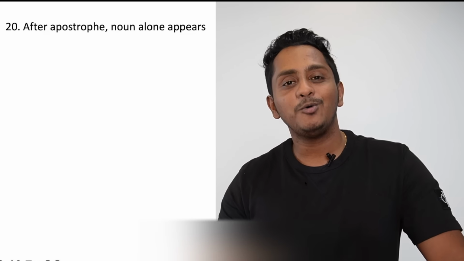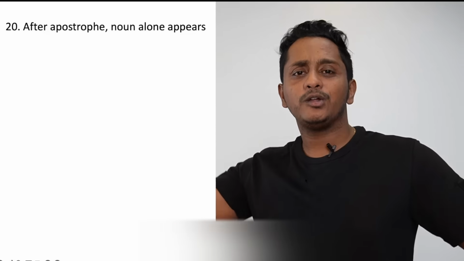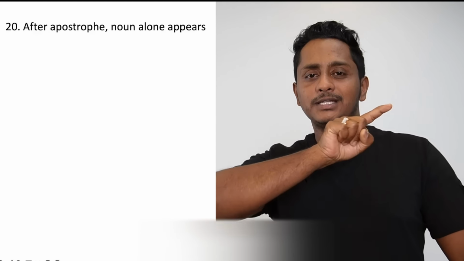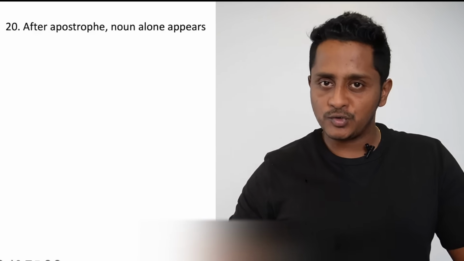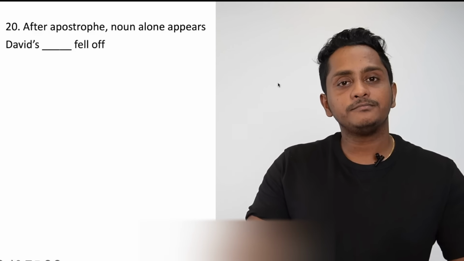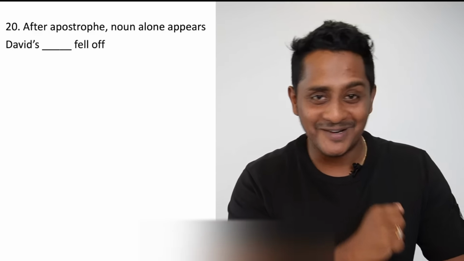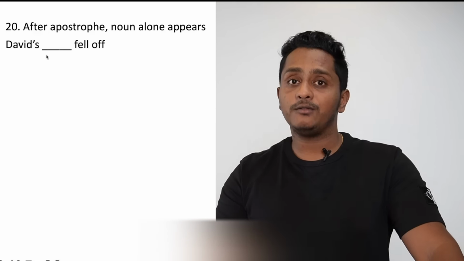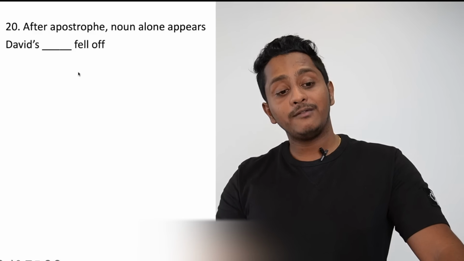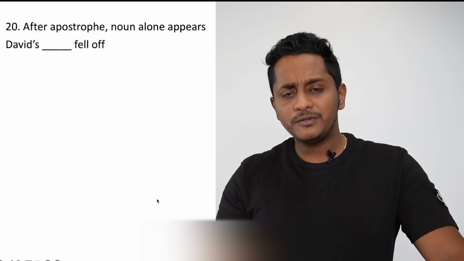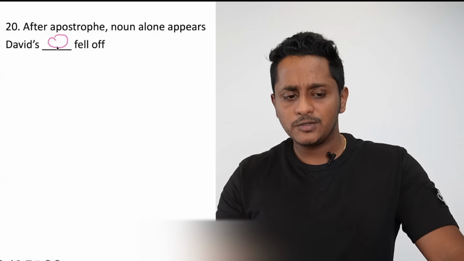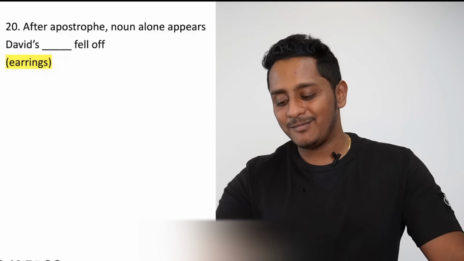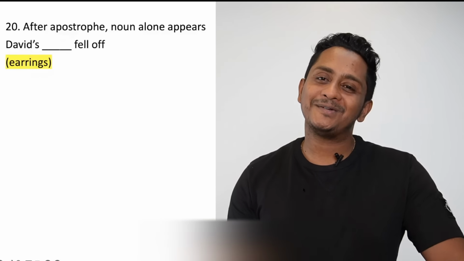After an apostrophe, a noun alone appears. 100%, I can write it on a bond paper. This I can guarantee you: if there is an apostrophe in the exam and after that there is a blank, you have to choose a noun. David's dash fell off. David's girlfriend fell off. David's earring fell off. Yeah, guys wear earrings these days. David's chain fell off. David's stick fell off. Some noun only will come because an apostrophe indicates possession. This thing belongs to David. David's earring. Some noun only will come. 100% guaranteed. You don't have to worry about it.